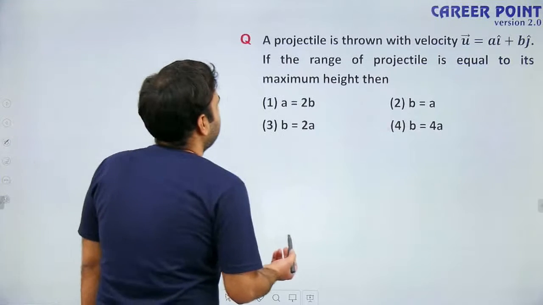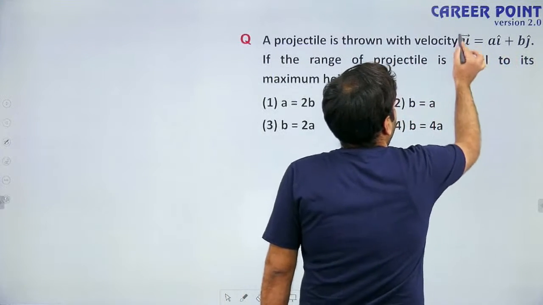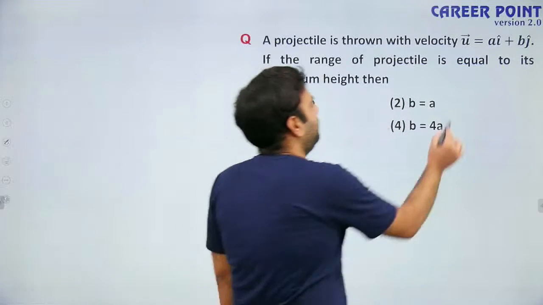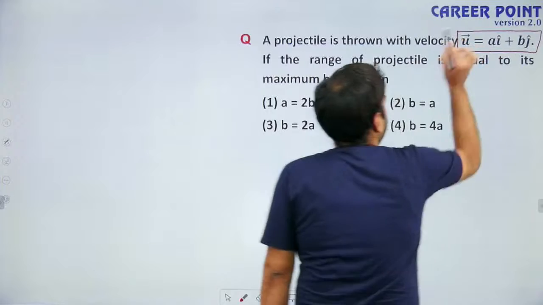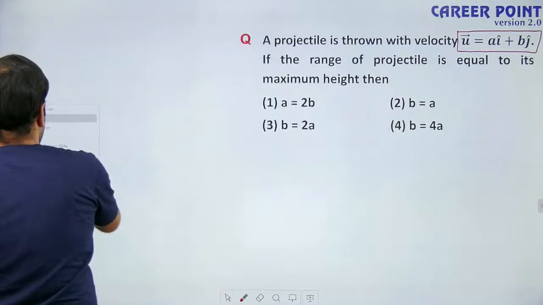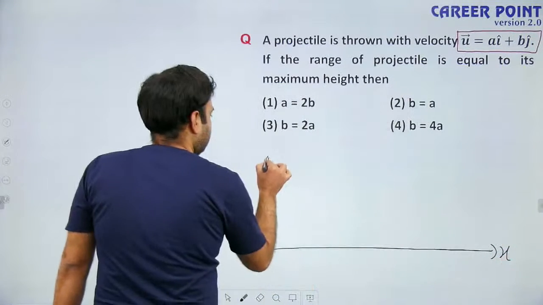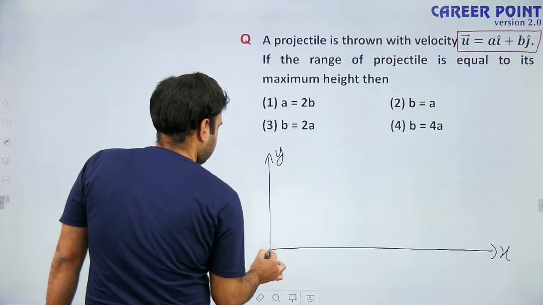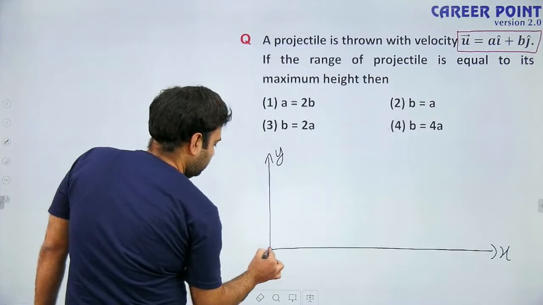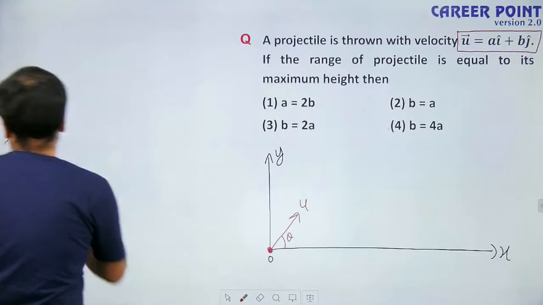See, in this question it is given that a projectile is thrown with a velocity u equals to a i cap plus b j cap. Now don't get scared of this kind of vector information given. Okay, what does it mean? See, it says that suppose this is the x-axis, this is the y-axis, this is the origin, and we are throwing a projectile like this, u, having angle theta.